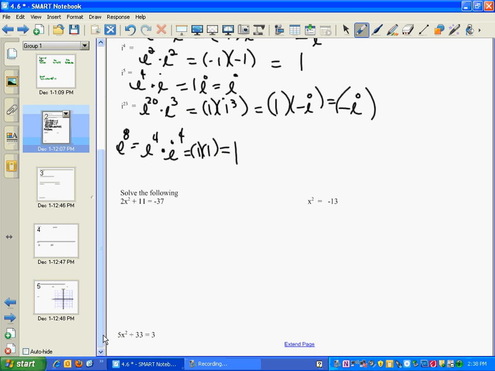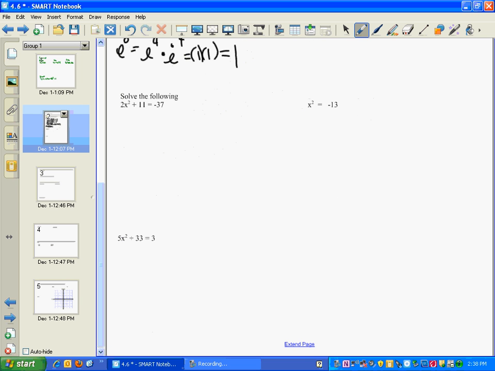Okay. So let's see how we apply it. All right. So we know how to solve this equation. We would take the 11 to the right side, and we'd say that 2x squared is equal to negative 48. Dividing, we'd say x squared is equal to negative 24. And taking the square root, in the past you would say it can't be done. Correct? But what I'm saying is we can do it.